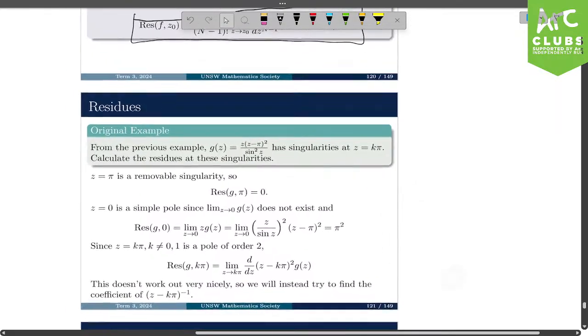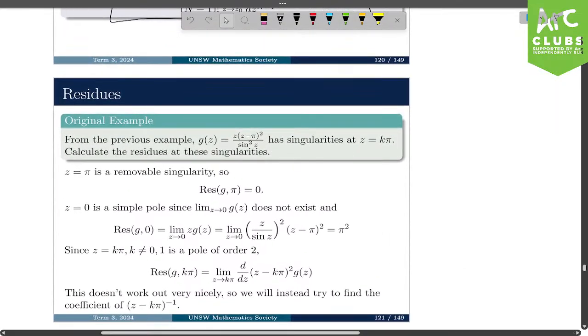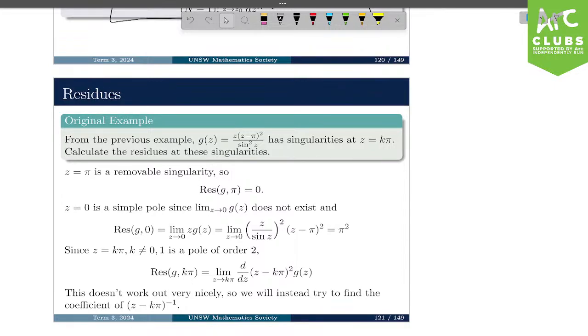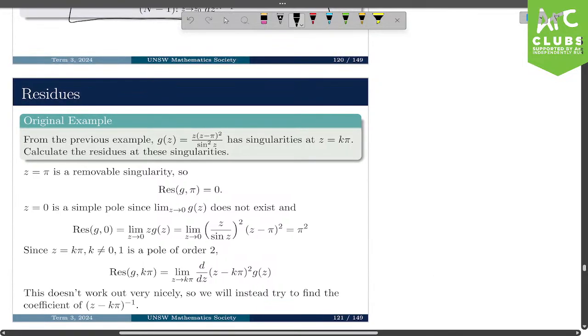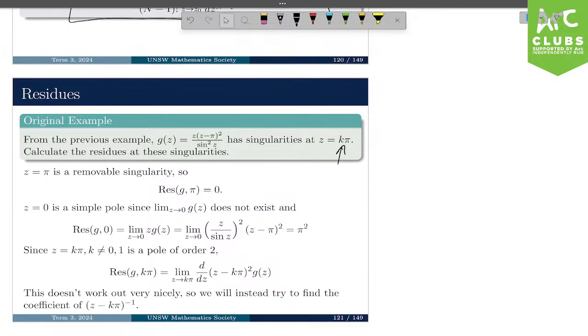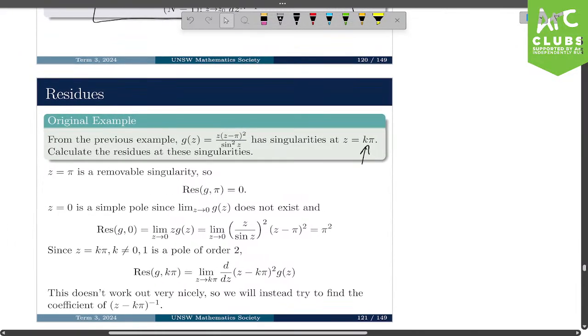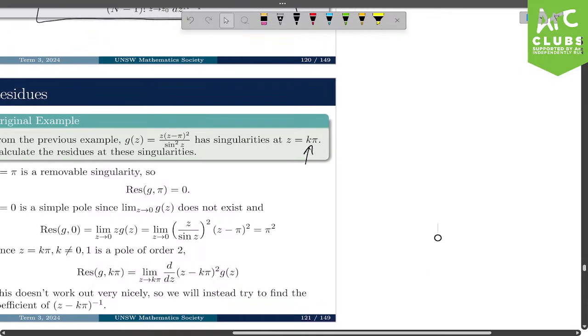So, here is an example. We have a sinusoid on the denominator, so that is no longer just a standard polynomial. It has zeros here, there, and everywhere. So what we're going to do is consider the singularities at just z equals kπ, where k is an integer. We recognize that we need to count degrees.